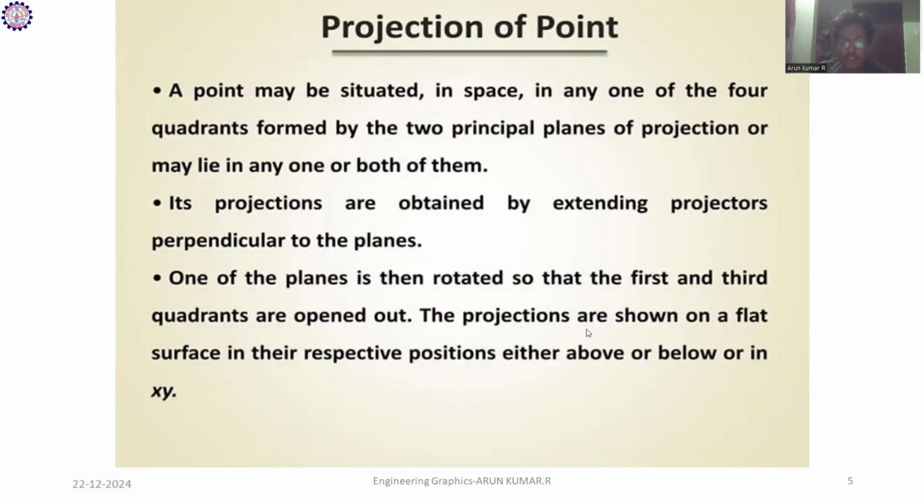A point may be situated in space in any one of the four quadrants formed by two principal planes of projection, or may lie in one or both of them. Its projections are obtained by extending the projectors perpendicular to the planes. One of the planes is then rotated so that the first and third quadrants are opened out. The projections are shown on the flat surface in their respective positions, above and below, or on the XY line. The XY line is called the reference line.